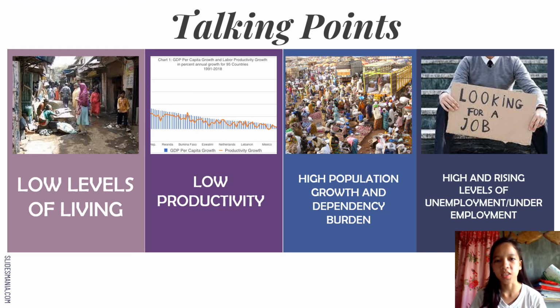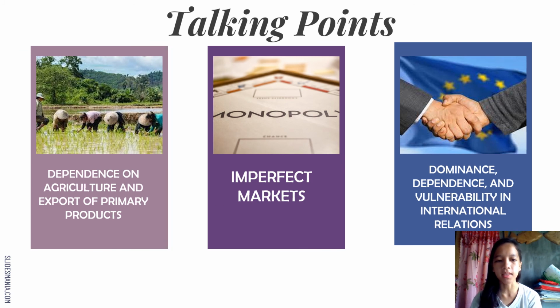So, there are 7 talking points that we are going to tackle this afternoon. First, we have low levels of living. Second is low productivity. Third is high population growth and dependency burden. And fourth is high and rising levels of unemployment or underemployment. Fifth, we have dependence on agriculture and export of primary products. Sixth, we have imperfect markets. And lastly, dominance, dependence, and vulnerability in international relations.